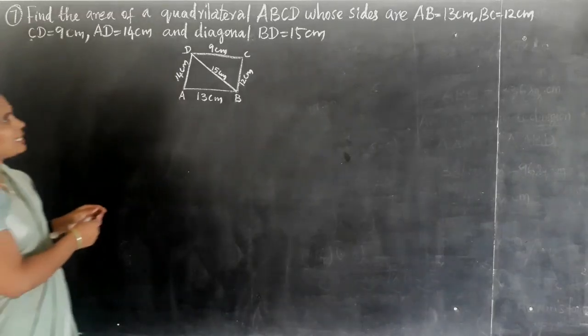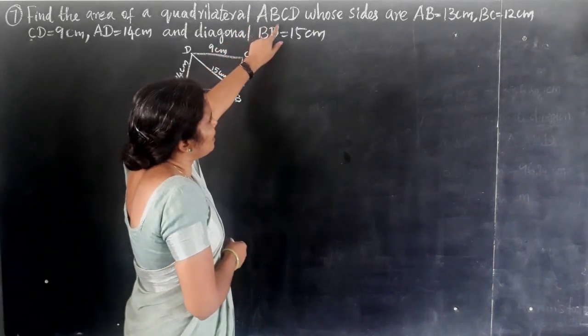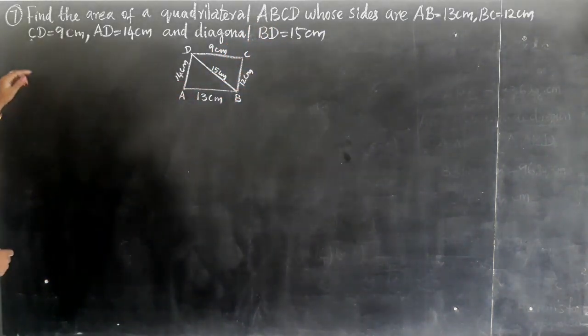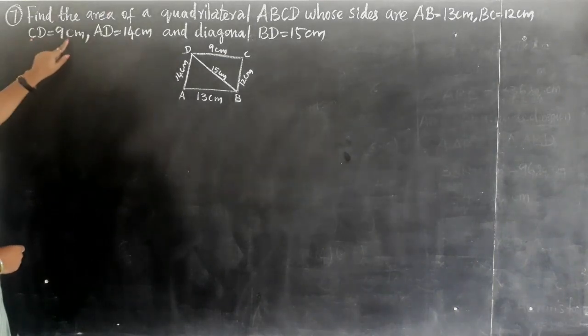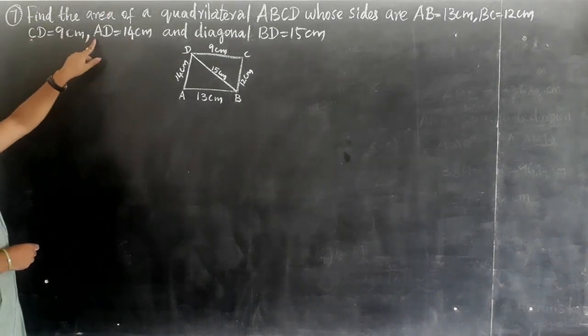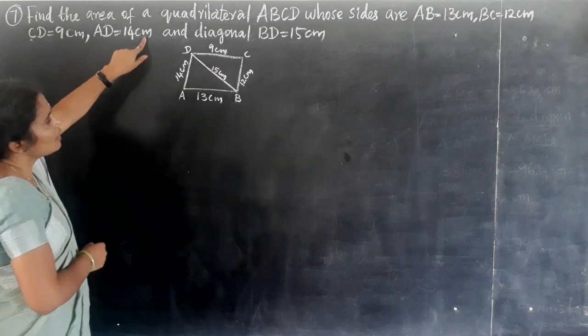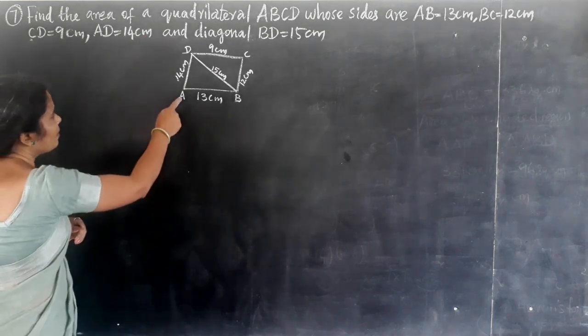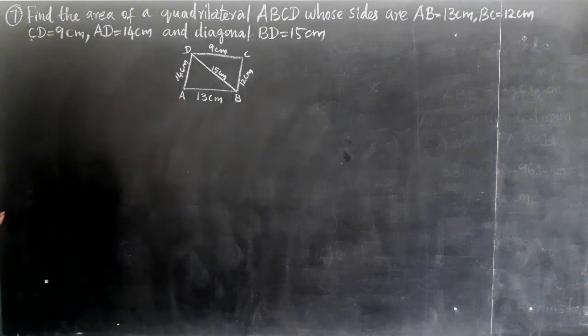Question number 7. Find the area of a quadrilateral ABCD whose sides are AB is equal to 13 and BC is equal to 12 centimeter and CD is equal to 9 centimeter, AD is equal to 14 centimeter and the diagonal BD is equal to 15 centimeter. Find the area of the quadrilateral.